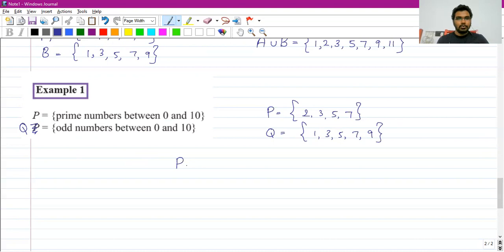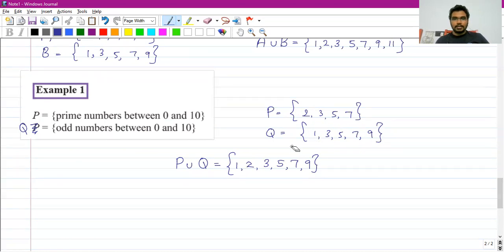So we can write P union Q. I think you can remember now. Union means all the elements in these two sets, P and Q. So there is 1, 2, 3, 5, 7, and 9. You can see all these elements are inside this set, and all these elements are also inside this set. So we can say this is the union of P and Q because this contains all the elements of set P and set Q.